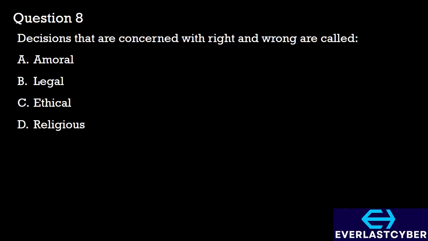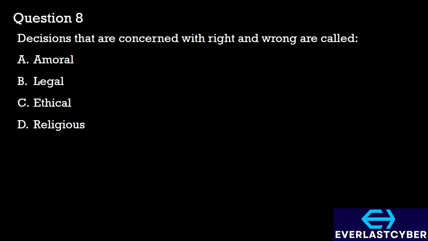Option A refers to a lack of concern for morality, where decisions are not guided by considerations of right or wrong. Legal decisions are based on laws and regulations, which may or may not align with ethical principles. Legal decisions are about what is permissible or required by law, but not necessarily what is morally right.